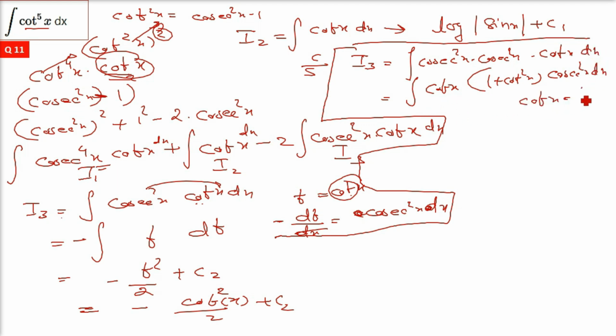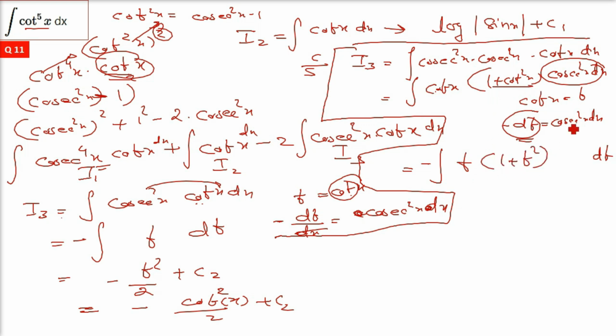When we take t equals cot x, if you remember, negative dt was cosec square x dx. So this integration will become negative dt, and the negative will come outside. Cot x was taken as t, so 1 plus cot square x will be 1 plus t square. Cosec square x dx is negative dt. Now multiply this inside: t plus t cube.